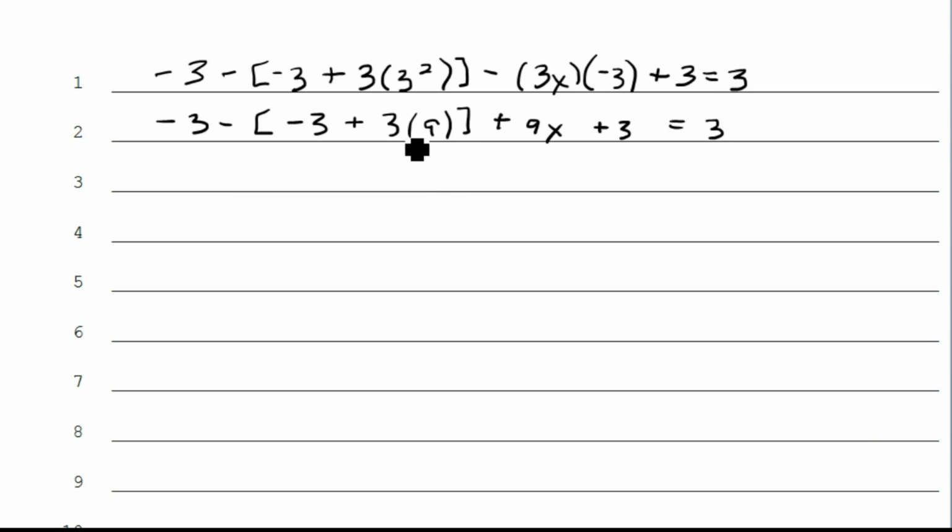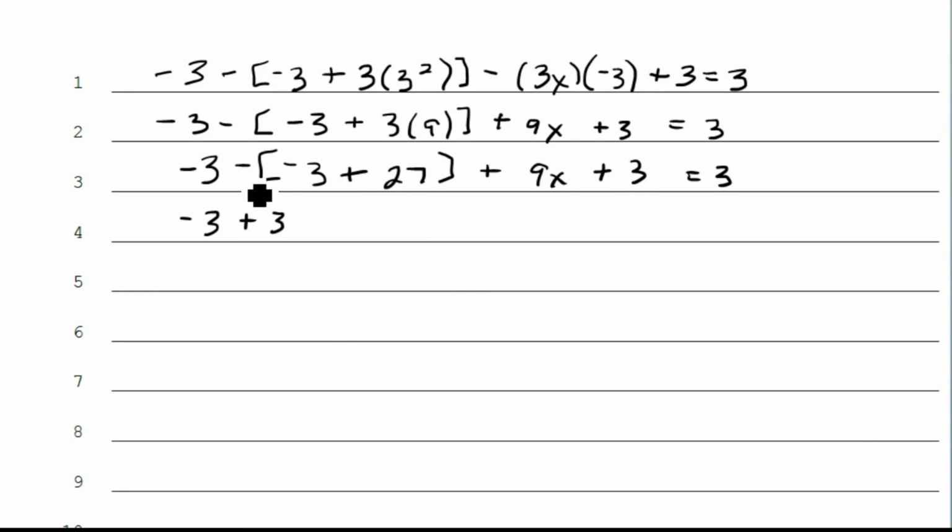The most nested thing is still this, that's a 27. Minus 3 minus 3 plus 27 plus 9x plus 3 equals 3. Now distribute this negative sign into all the minus 3 and the plus 27. Minus 3 minus a minus 3 is plus 3. Minus a plus 27 is minus 27. Still got 9x plus 3 and equals 3.